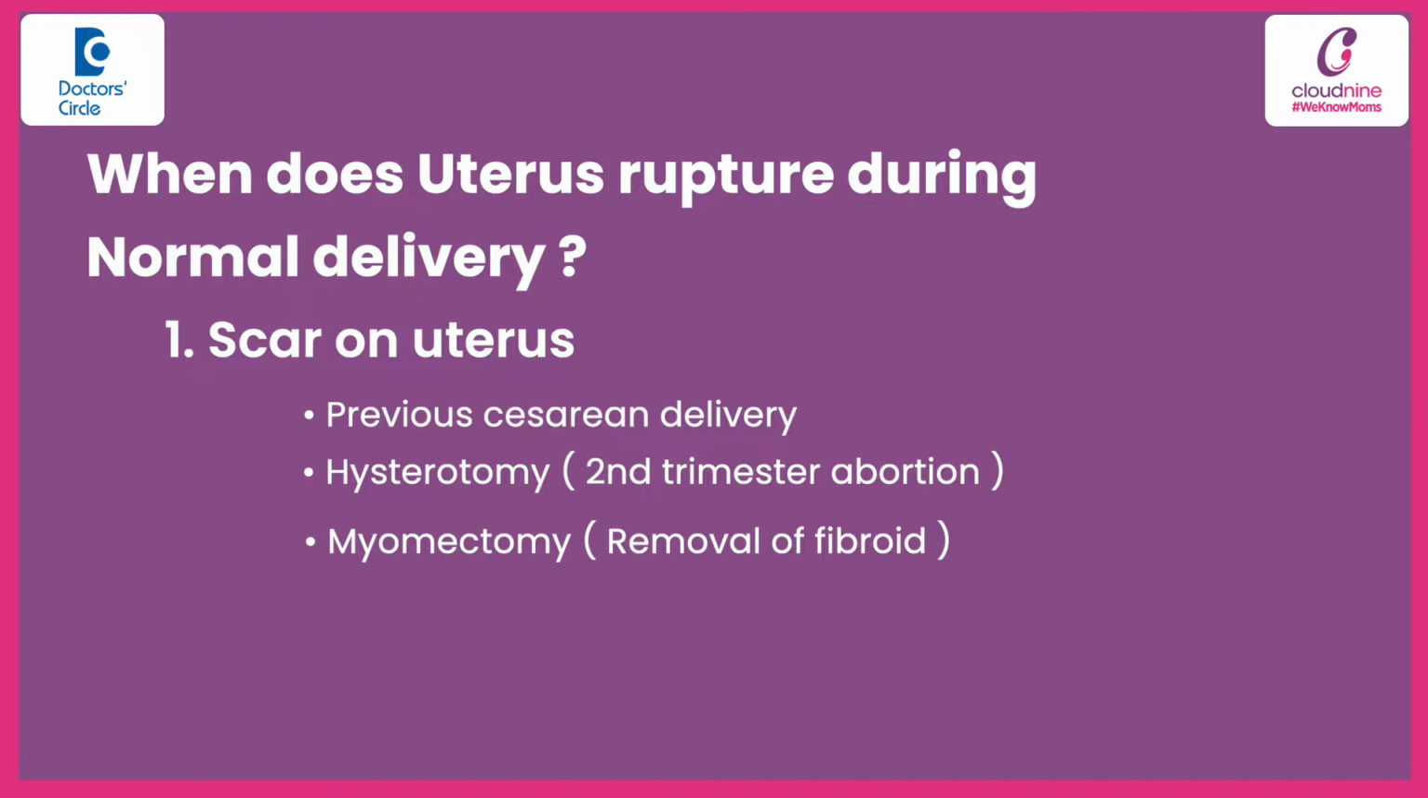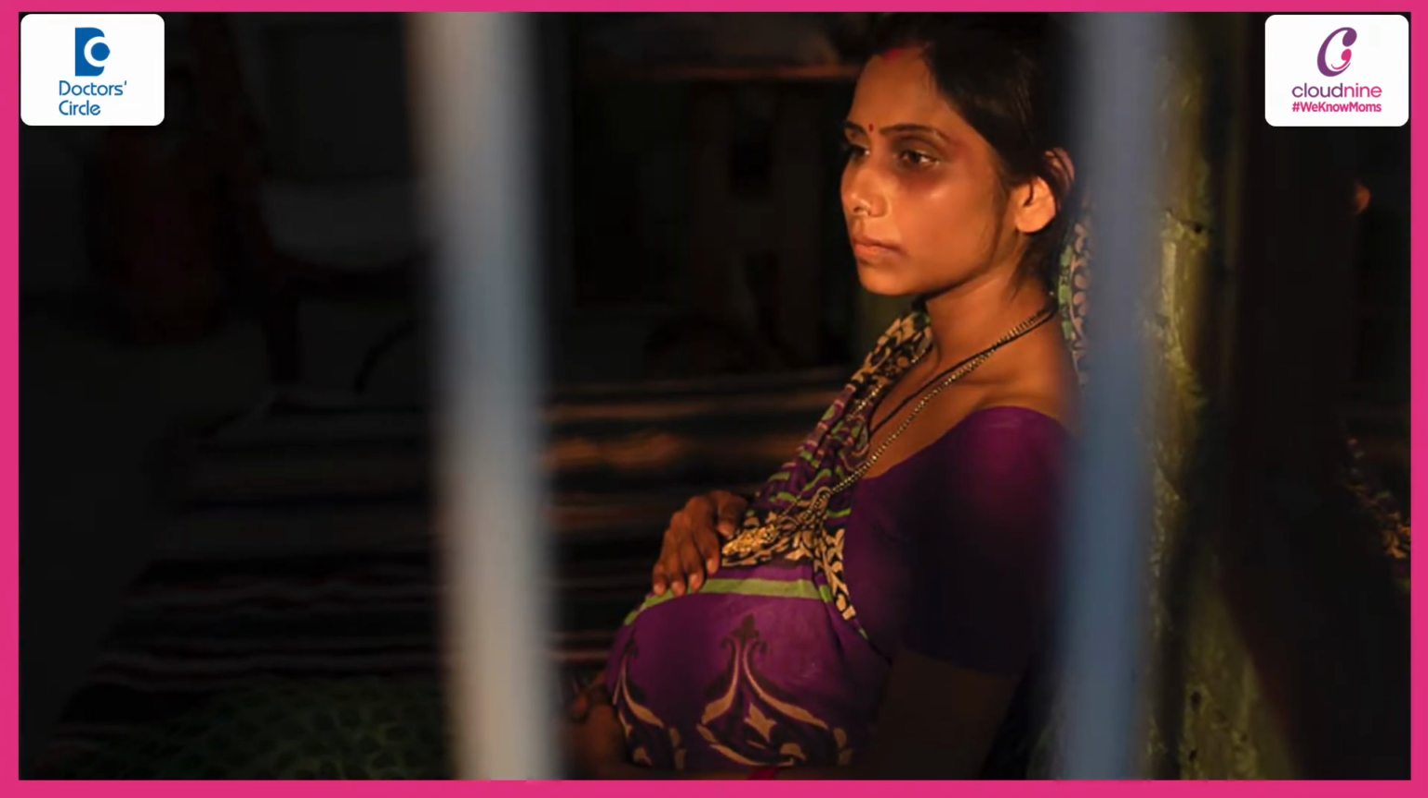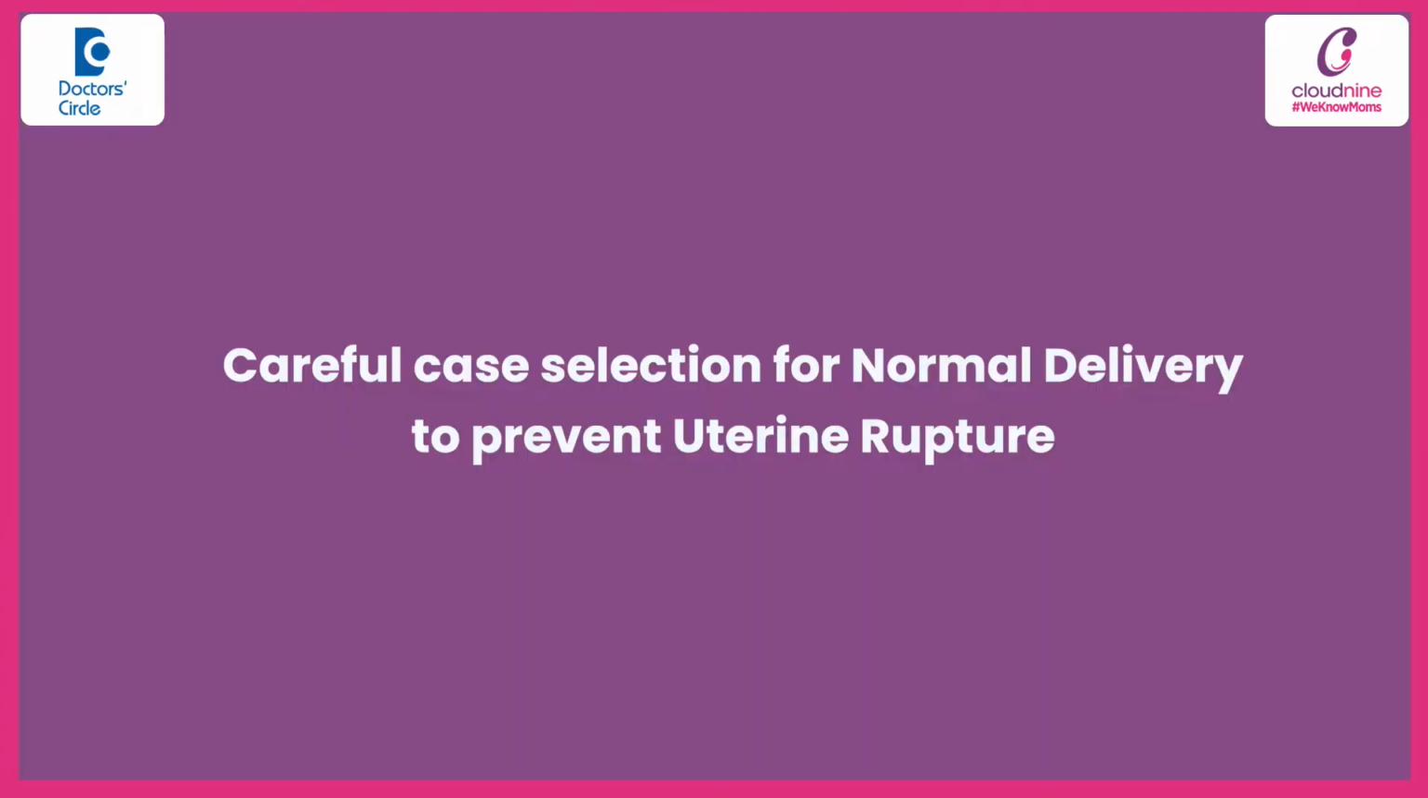The other situation where uterine rupture can happen is in obstructed labor, which is very uncommon these days, but in rural settings it's still there, where patients stay at home for days together in labor and go to hospital at the last minute.